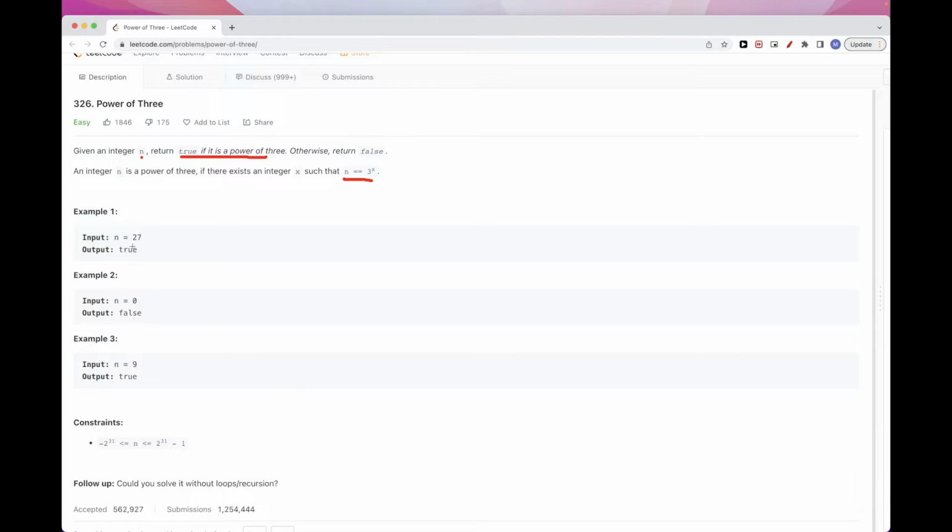Here are some examples: 9 is 3 to the power of 2. And 27 also is another power of 3, 3 to the power of 3. But you get the idea. So this is the problem. We had a similar one recently, but for 4 to the power of x. So the solution here should be pretty similar.